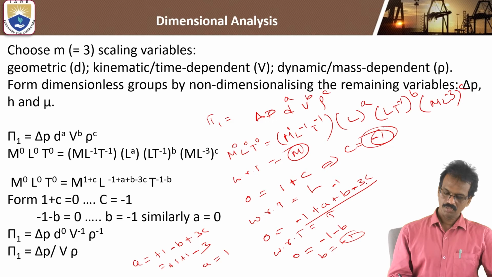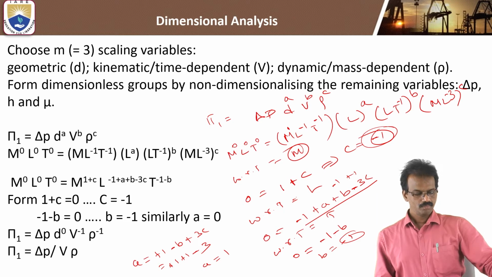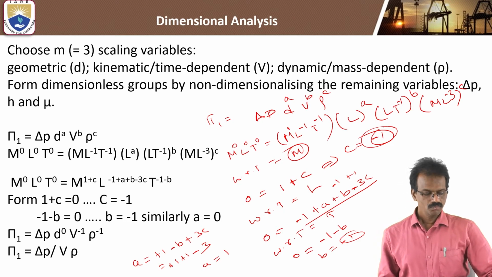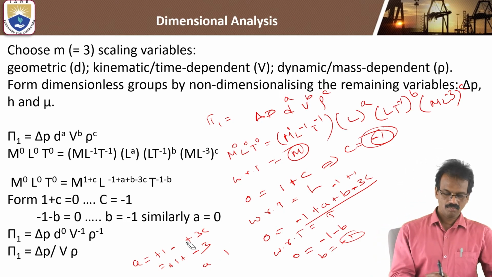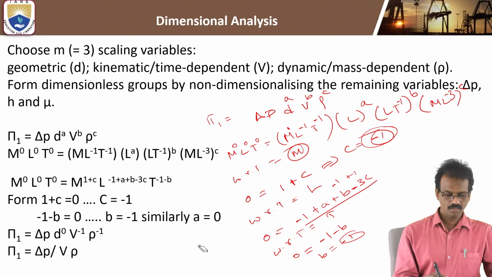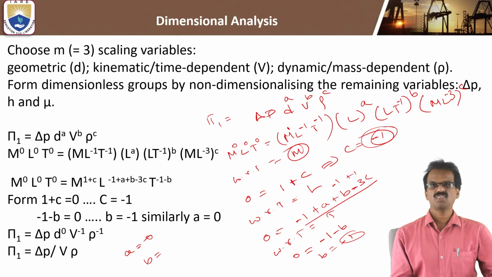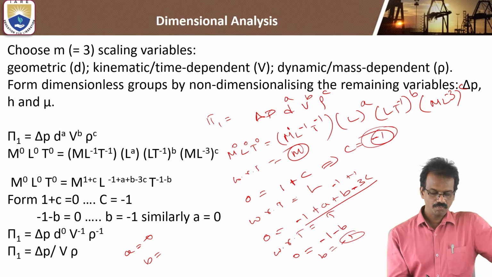So minus of minus plus 3. Okay, if you solve this one, you will get that value: a is equal to 0. Finally we got that one. So a is equal to 0 and b is equal to minus 1, we got, and c is equal to minus 1. Some formula is written wrong, anyway.